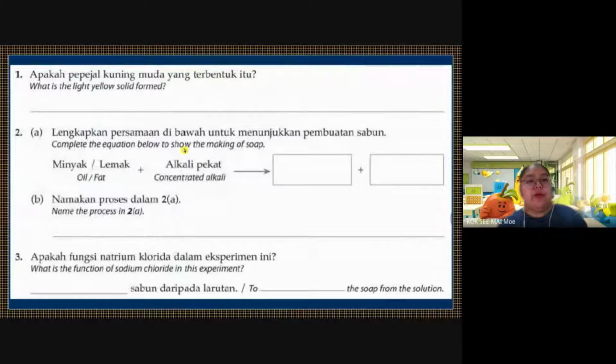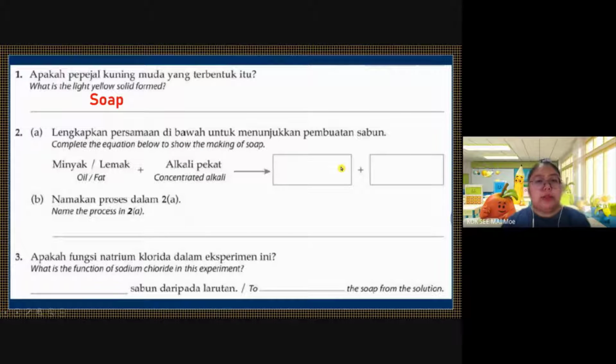Okay, so from here we need to answer the discussion. What is the light yellow solid formed? They produce a light color, just like yellow, because you have palm oil. Palm oil is a yellow color, so it has a little bit of yellow color. So what they form is a salt.